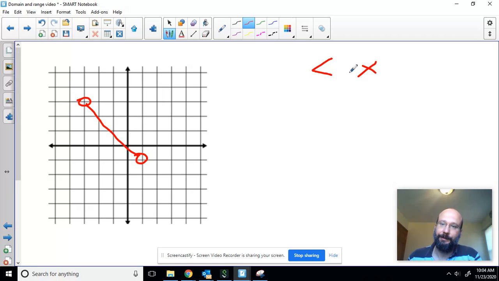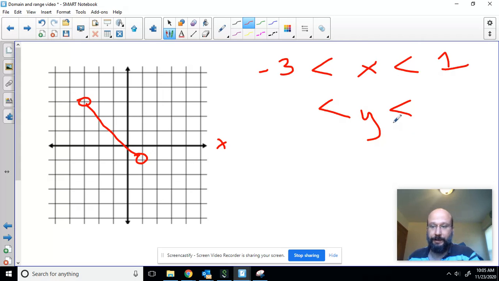If we look at our domain, the furthest point to the left is x, right here at -3. It's an open circle, so I don't need the line underneath, because that stands for equal to, and it doesn't equal that. The rightmost point on the x is 1. Now I'm going to look at my range. I look lowest to highest. The lowest point on the y is right here at -1. The highest point is right here at +3. Lowest to highest.